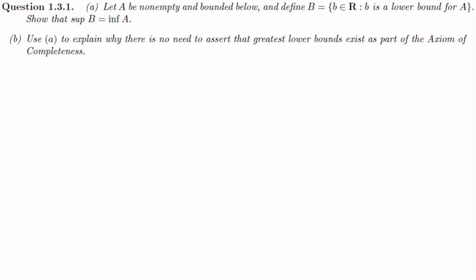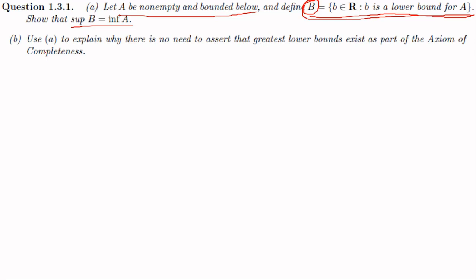Here we have a question. Part A of the question is, let A be non-empty and bounded below, and define B equal to the set of all B element of R such that B is a lower bound for A. Now the set B consists of all the real numbers which are lower bounds of the set A. Show that supremum B equals infimum A.